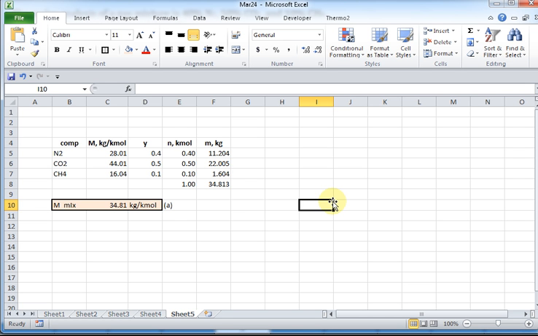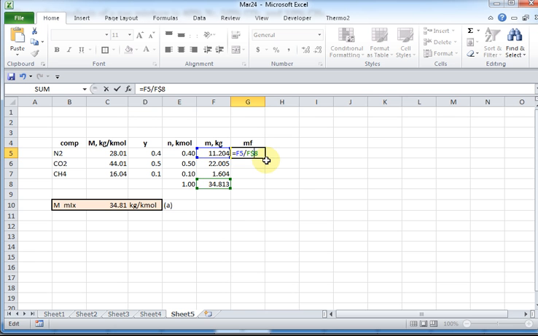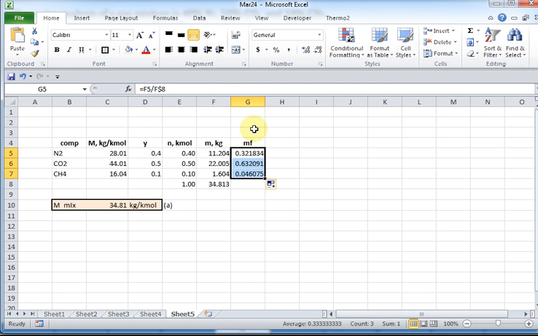Makes sense? Now, the next thing it said was the mass fraction. So I need the mass fraction for this mixture. Well, the mass fraction for the nitrogen is going to be this many kilograms of nitrogen per that many kilograms of the total mixture, true? Now I'm going to drag that down, so I'm going to put a dollar sign there so it fixes. F8 doesn't change. So I drag this down and I see that I can put it in percentages. So my mass fraction is 32% of nitrogen, 63.2% is CO2, and 4.6% is methane.